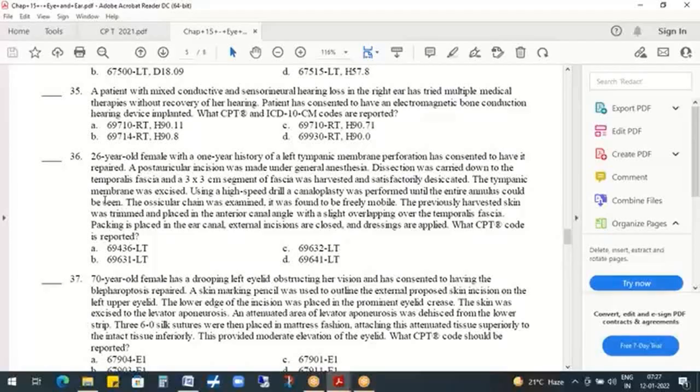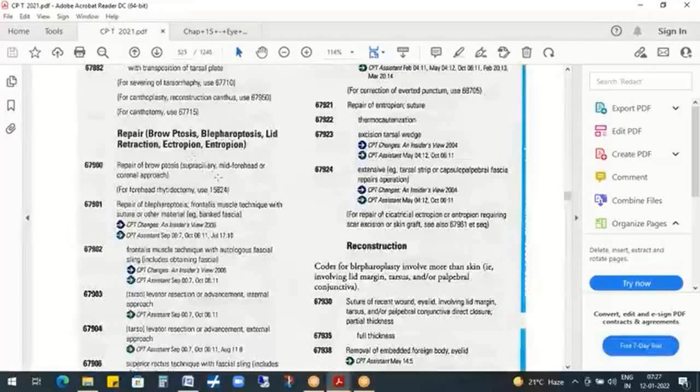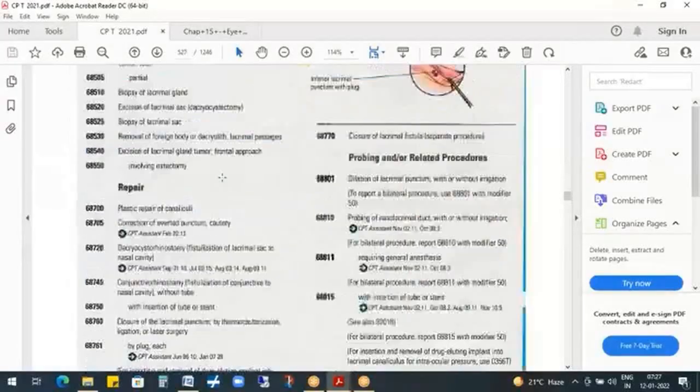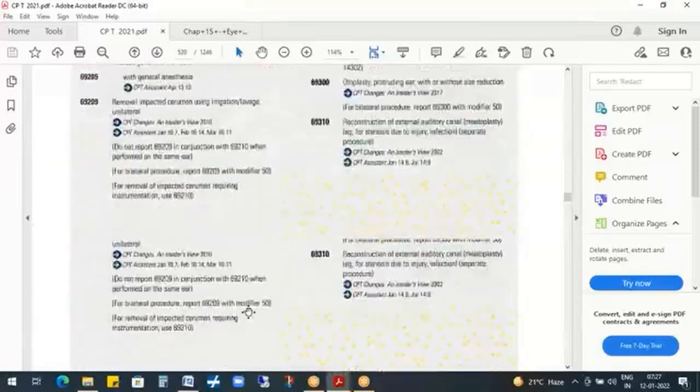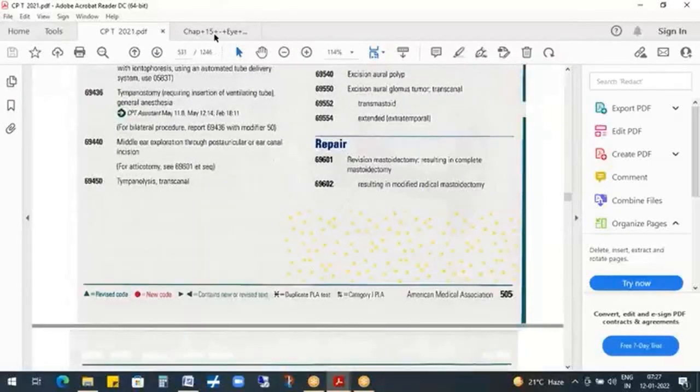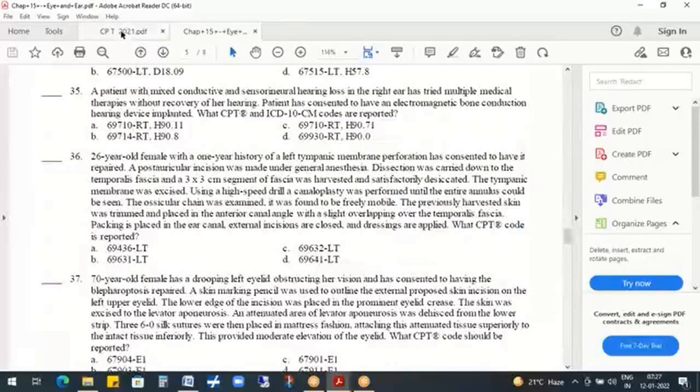Now read the code description 69631. Tympanoplasty without mastoidectomy, initial or revision, without ossicular chain reconstruction, sir. Without mastoidectomy, this is right. 69631. Yes, sir. Okay. Next, 69632, with ossicular chain reconstruction. Ruled out that option, because there is nothing performed here. Next, 69636.